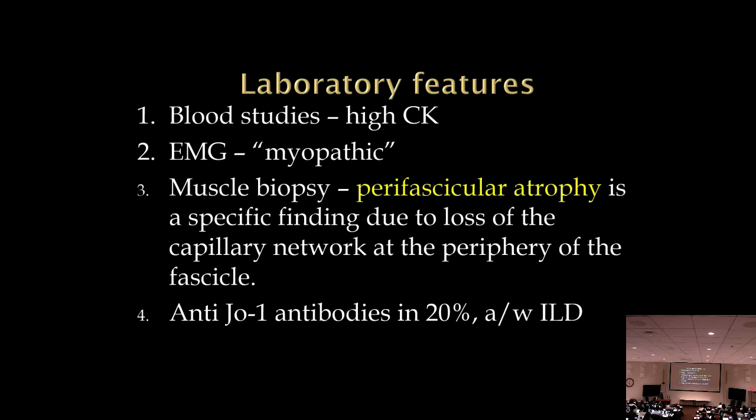Okay, here's the very specific finding that confirms the diagnosis. You need a muscle biopsy. Okay, so usually you want to biopsy a muscle that's weak, where there's evidence of disease. So like the quadriceps would be a good muscle. Okay, it's a proximal muscle, it's large, easy to biopsy. And so you would look for this finding of perifascicular atrophy, which I'll show you a picture here.